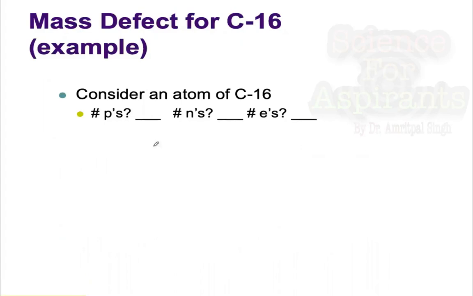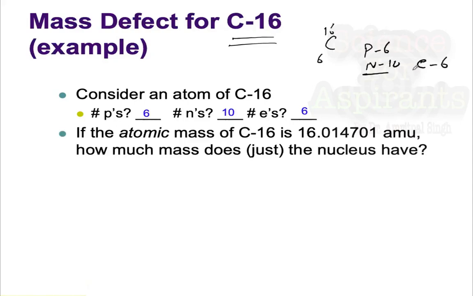Now, if we talk about this carbon-16 example, I will try to calculate how much binding energy takes place for this particular reaction. There are 6 protons, 10 neutrons, and 6 electrons, so C6, 16. The atomic mass of this carbon is given as 16.014. The atomic mass and the mass number are two different values. The atomic mass can be greater than the mass number, or it can be less. From that we can get an idea about whether the reaction is endothermic or exothermic.